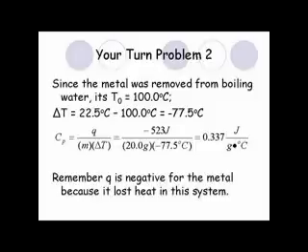Specific heat will not be negative. Always report specific heat as a positive number. If you get a negative value for it, then you need to go back into your equation and check to see where you may have missed a sign. Okay, so take a look at that, and remember here that Q is negative for the metal because it lost heat in this system.